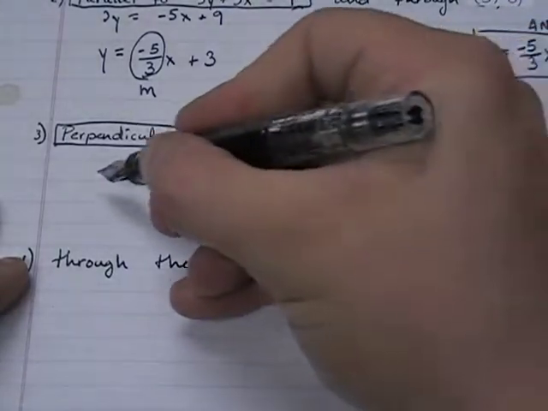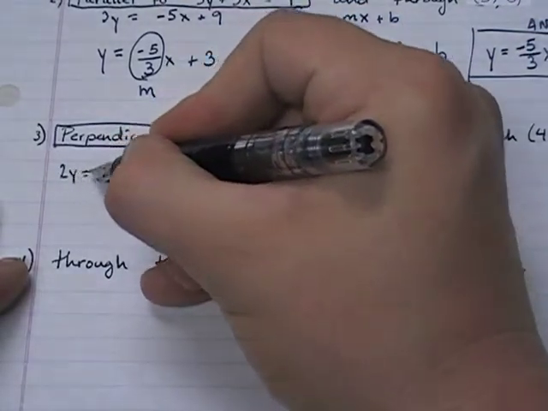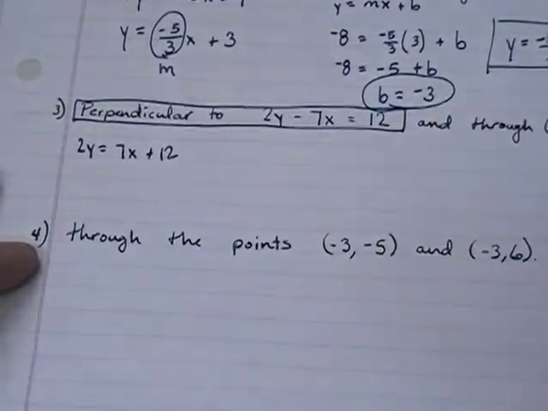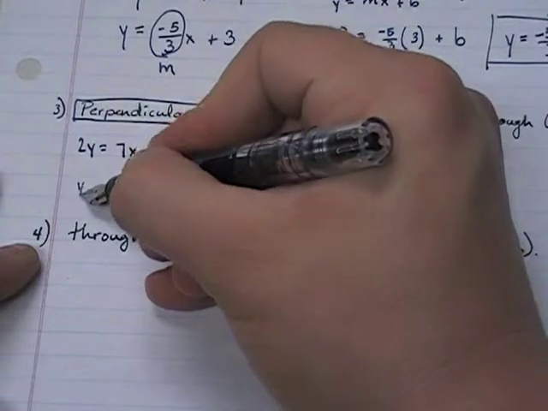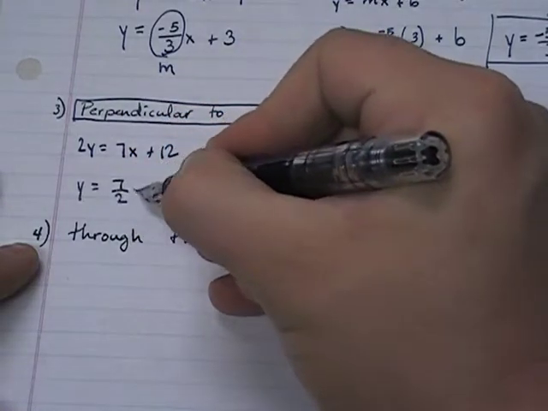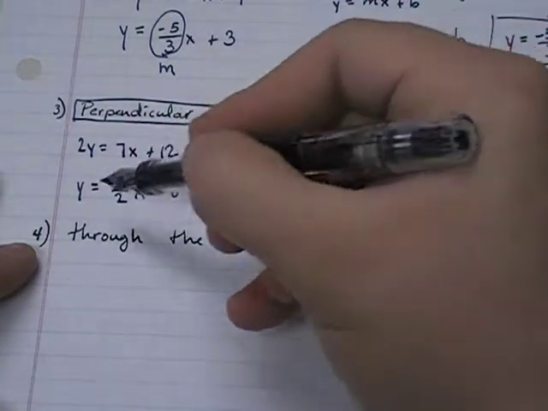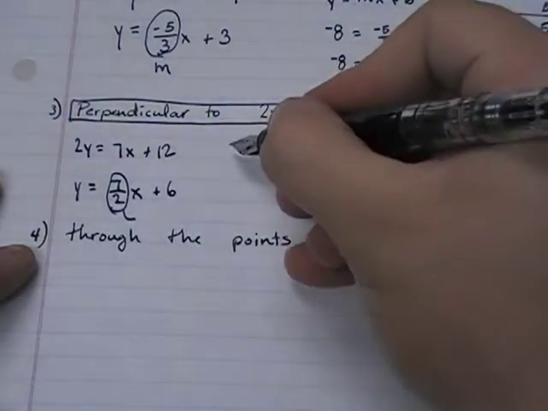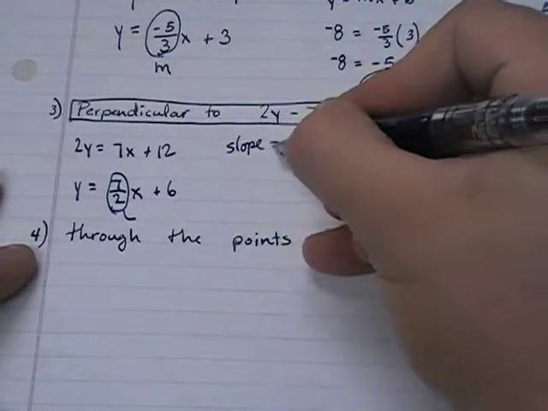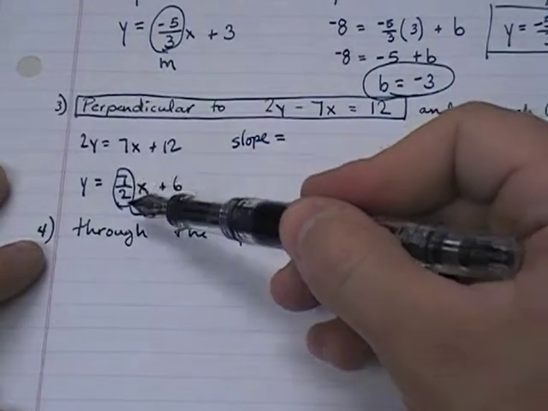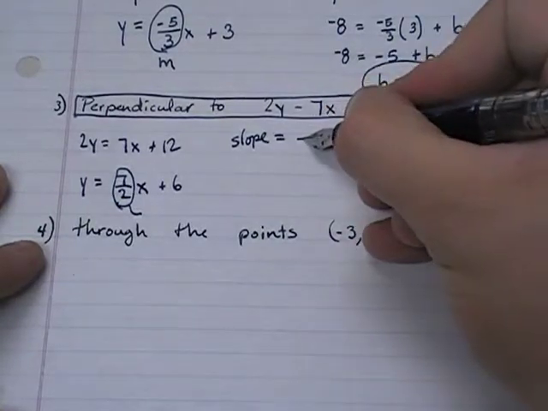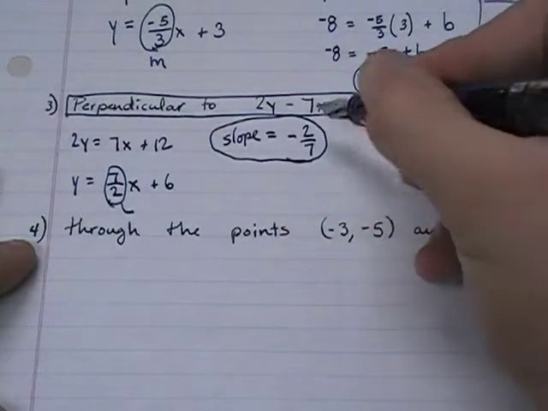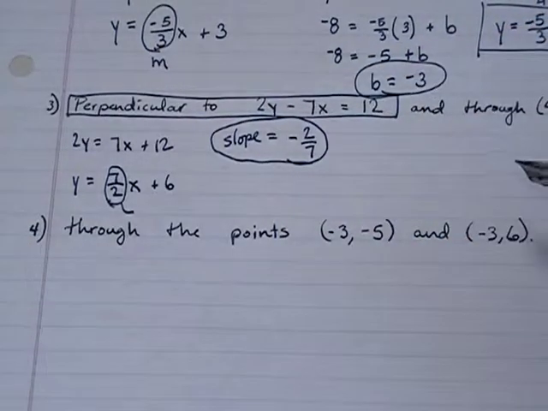equation. To do that, we solve for y, so I get 2y equals 7x plus 12. And then I divide both sides by 2, so I get y equals 7/2 x plus 6. Now, this is the slope. So my slope must equal the opposite reciprocal of this number, which is -2/7. That's going to be my slope. Okay? That's the slope of my line.